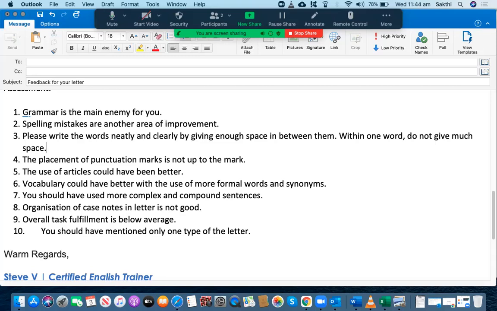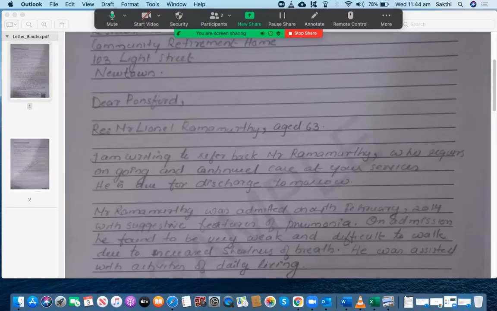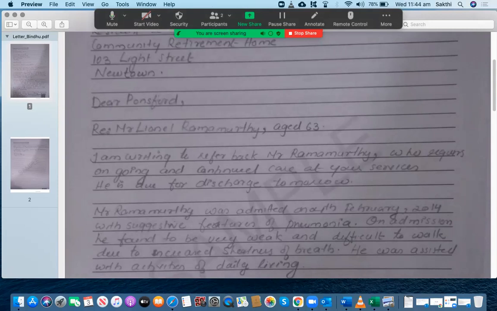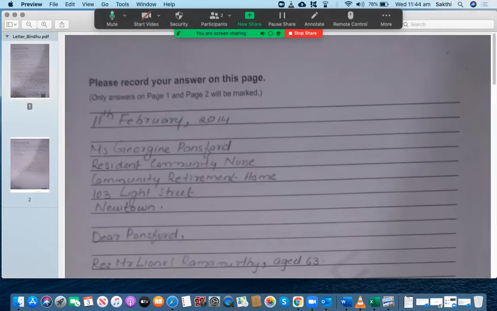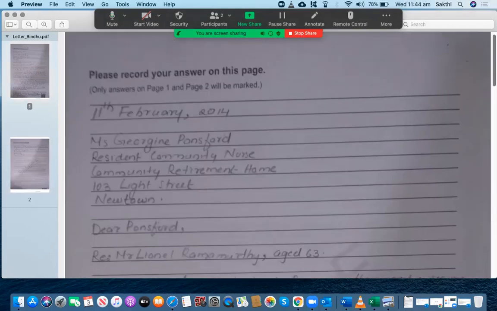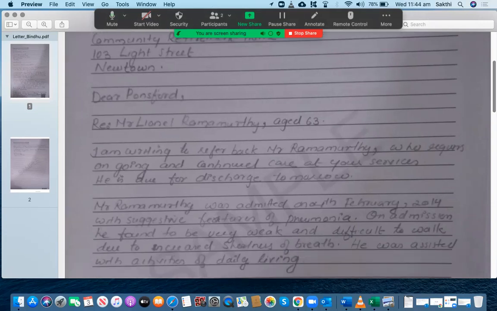It's not a referral letter. When you refer something, you have to get something. For example, the addressee doesn't know anything about the patient, and you're writing down the information about the patient for the first time to the addressee. If that's the situation, then you have to write referral. I'm writing to refer, but here you're going to discharge. He was admitted to the hospital, and he is going to be discharged. It's very simple.